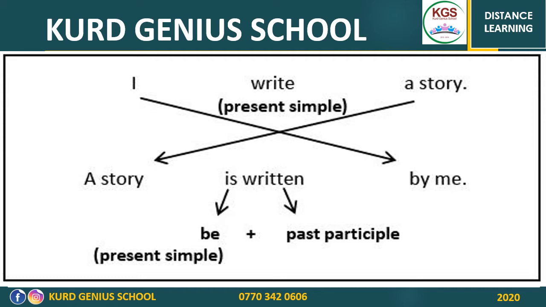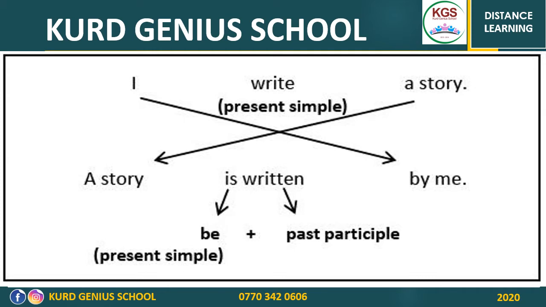Why? Because you have the subject and the subject is the doer of the action of the verb, that's writing. So I am writing a story. I am the actor of the writing. Okay, so this is an active sentence. Now, how can I change this sentence into passive? First thing, the most important point actually is identifying the object.